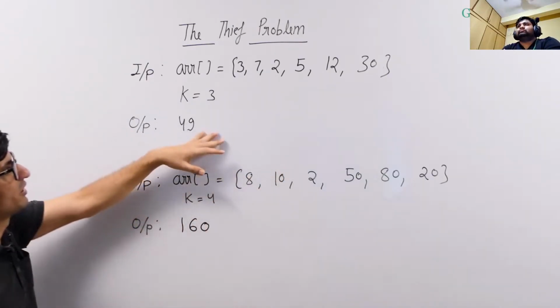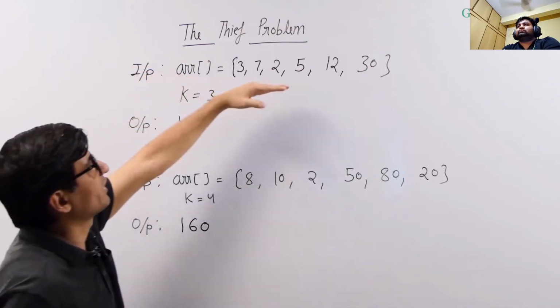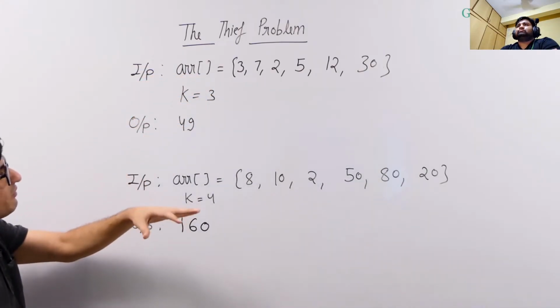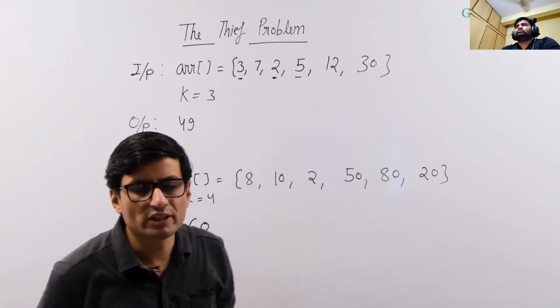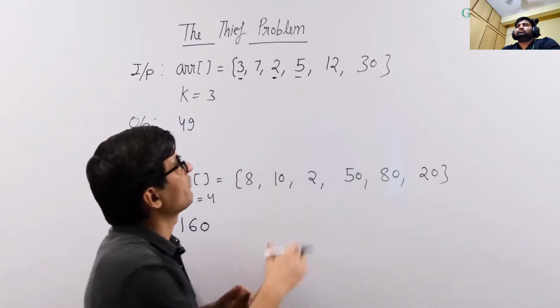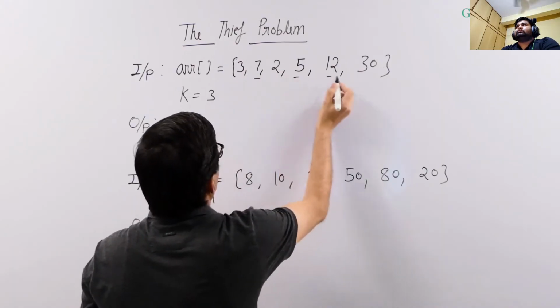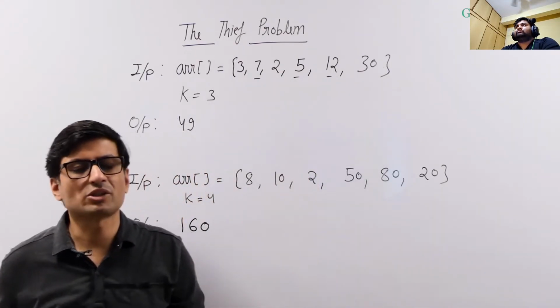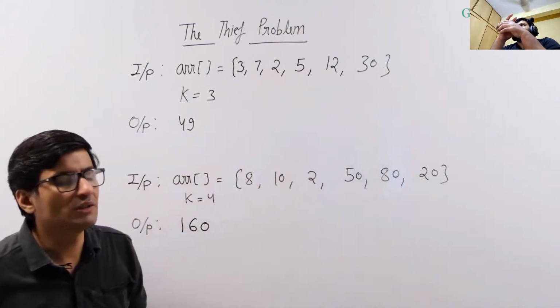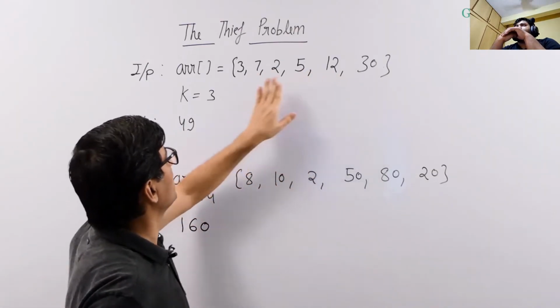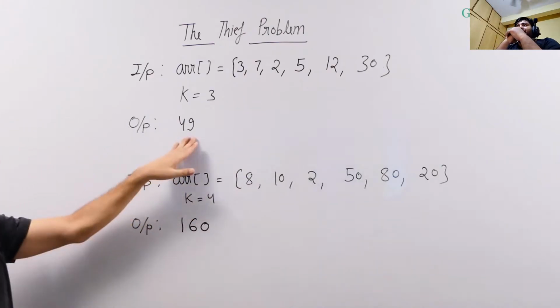So let's understand the problem with this example. Here is an array of items, k is 3, so the thief can pick only 3 items. So the thief has many options. For example, he can pick 3, 2, 5. What value will he collect? He will collect 3 plus 2 plus 5, 10. And if he picks these 3, say 7, 5, 12, what value will he collect? 24, 7 plus 5 plus 12. So how will the thief pick maximum value? The thief has to pick 30, 12, and 7. That's how the thief is going to pick 49.